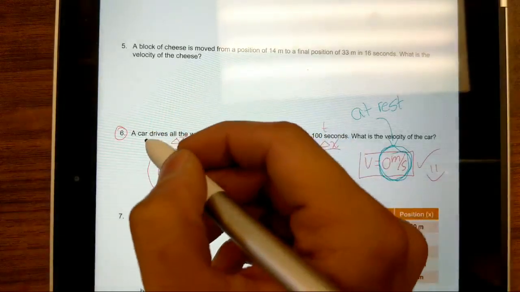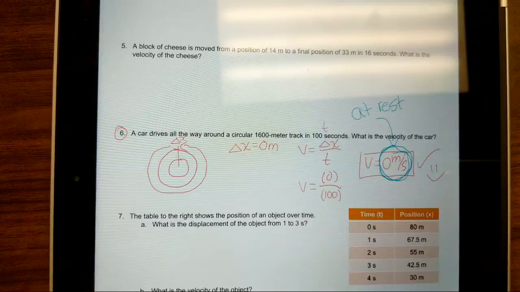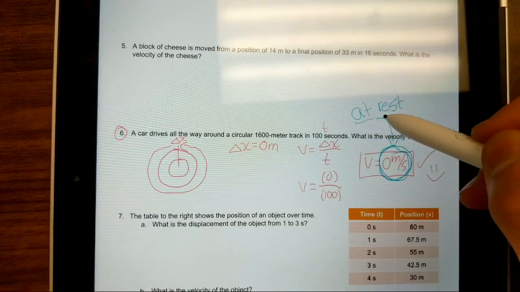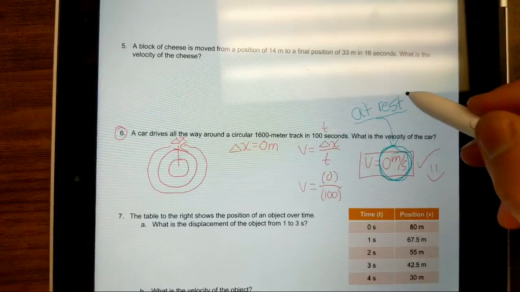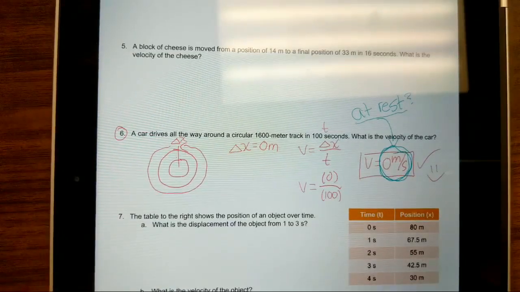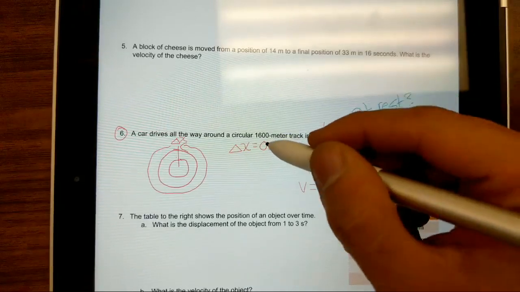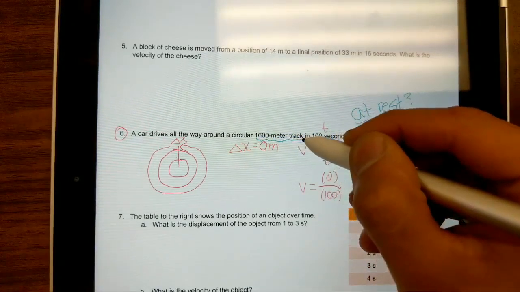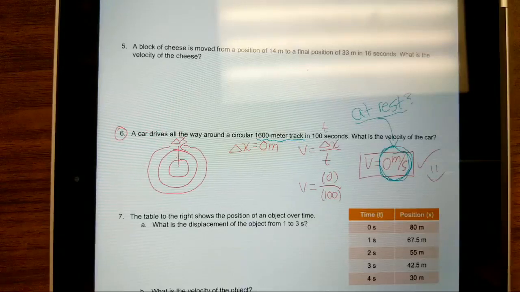So if we look at the problem, the car drives all the way around the track. Well, how can you drive all the way around the track if you are at rest? Doesn't make any sense. So come to find out, your displacement was actually 1,600 meters. And now you're probably throwing your hands in the air and going, Mr. Nunez, what the heck? In the last problem, you just told me that you go all the way around, your displacement is 0. Now all of a sudden you're telling me it's 1,600 meters. And to some extent, I understand your frustration. Let me show you what I mean, though.